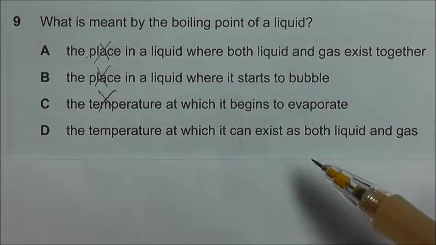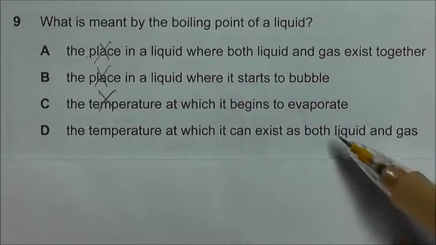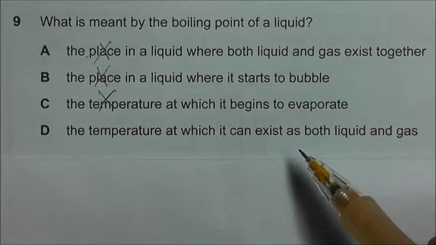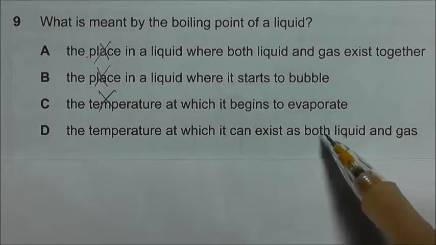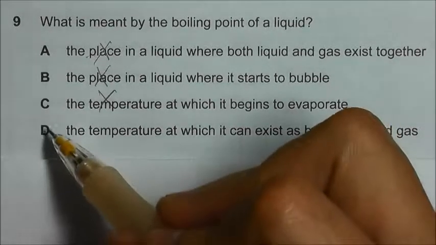Let us recall boiling. During boiling, there is a change of state from liquid to gas at the constant temperature, which is the boiling point. So at that temperature, the substance can exist as both liquid and gaseous state until the whole boiling process is completed. Answer D.